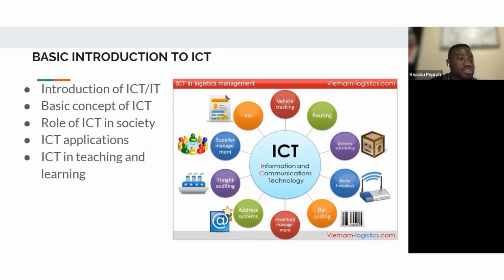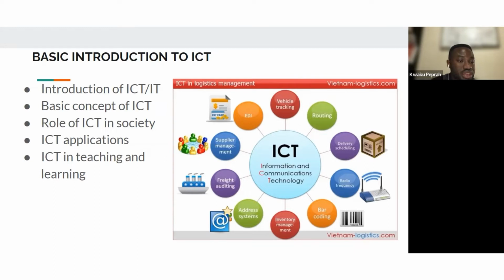After this lecture is over, you are going to be getting an introduction to ICT. You're also going to be getting information on the basic concept of ICT, the role of ICT in society, and ICT applications. Also, you are going to be getting information on ICT in teaching and learning.